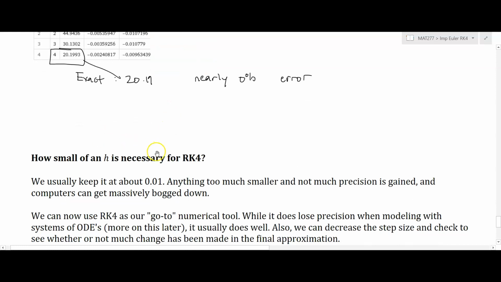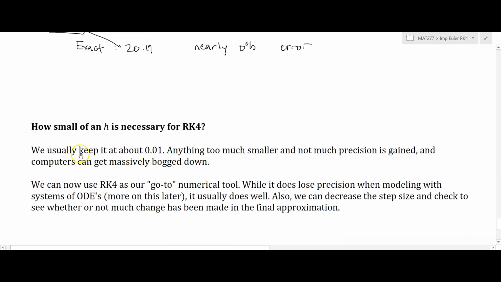So how small of an h is really necessary? We usually keep it at about 0.01 unless you're shooting for super high precision. Anything below that, and you're not really getting much gain in precision based on what we do in this lesson and in the following lessons. And computers can get really bogged down because it has to compute 4 slopes just to make 1 iteration. That's a lot.